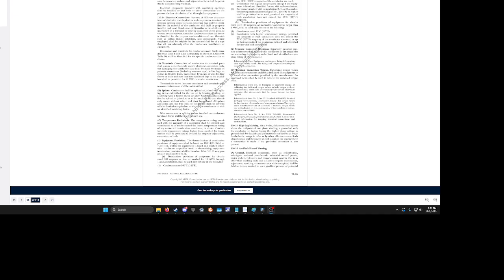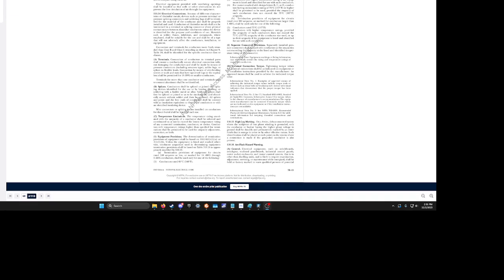Okay. Arc flash hazard warning. Electrical equipment such as switchboards, switchgear, and closed panelboards, industrial... If it has a chance to arc, it needs to be properly marked.